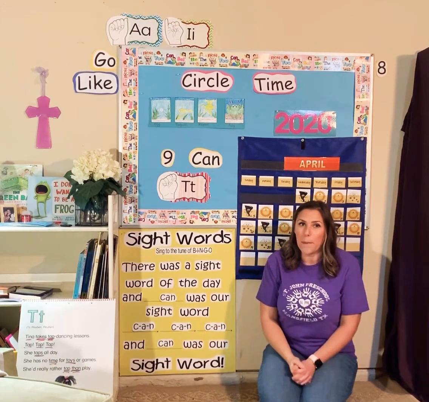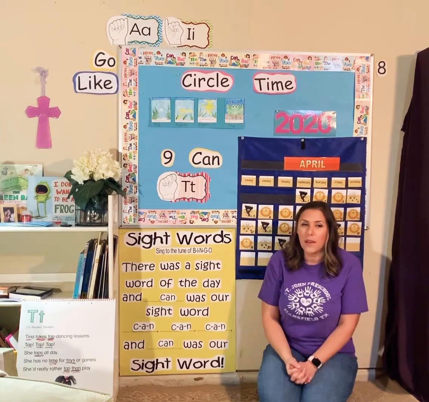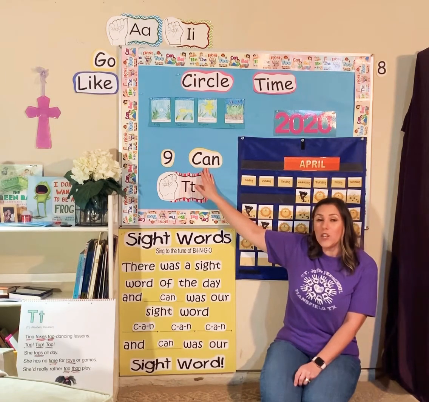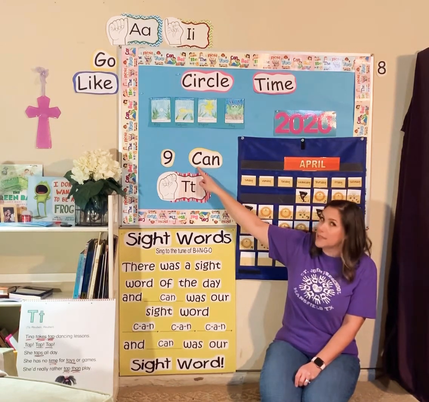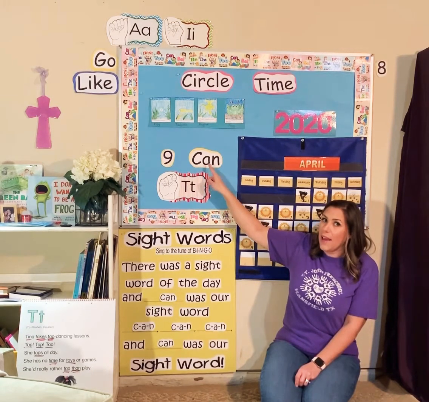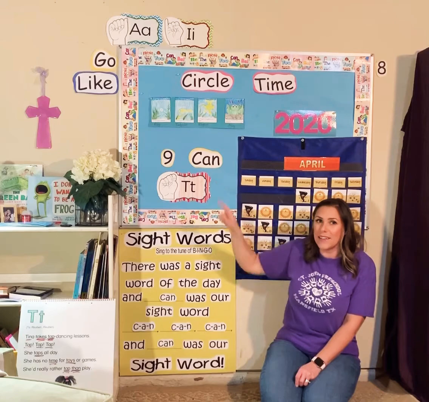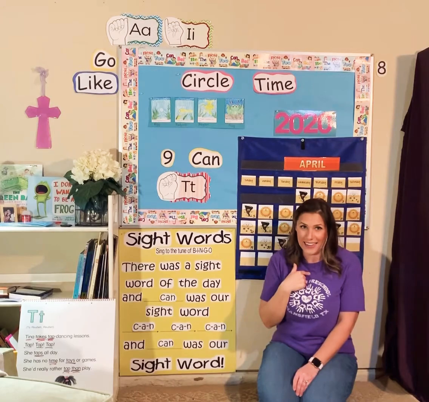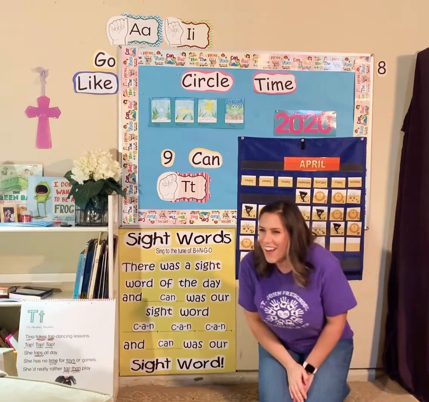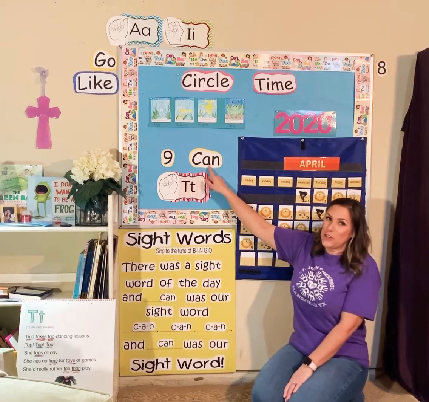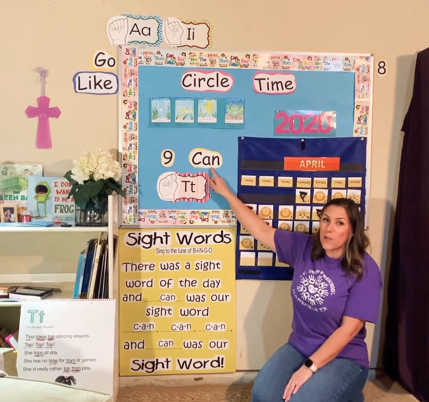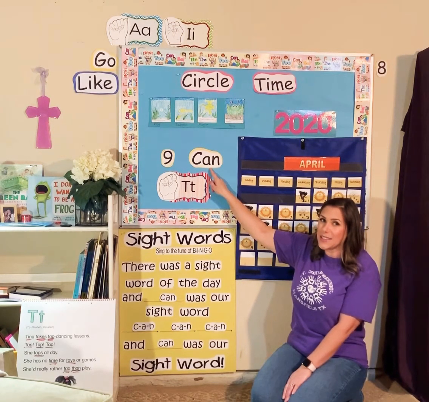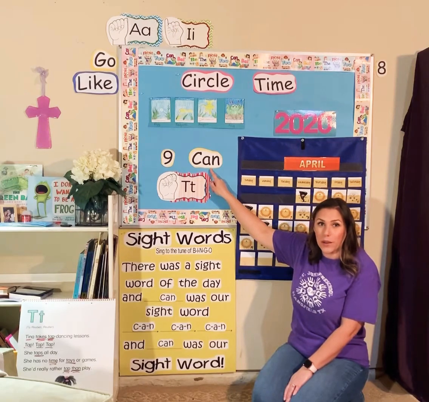All right. Today, we're going to talk about our new sight word this week. And our new sight word is the word can. Can you help me spell it? C-A-N. Can you use it in a sentence? I can. All right, friends. Practice using the word can in a sentence. Find it in a book. Can you get a book and do a can hunt? See how many times you can find it in your book.